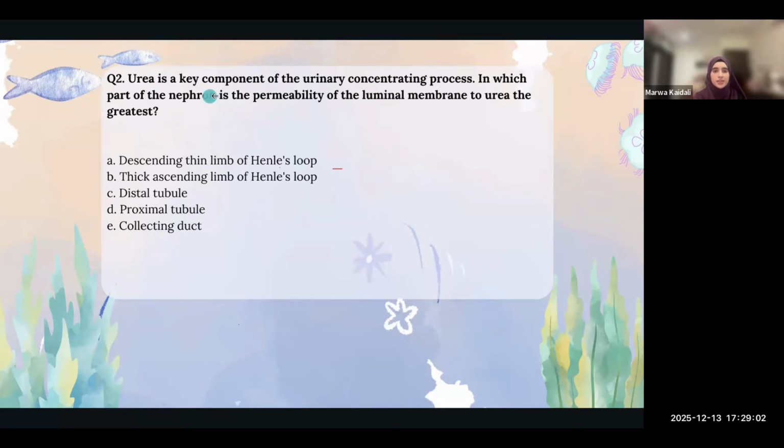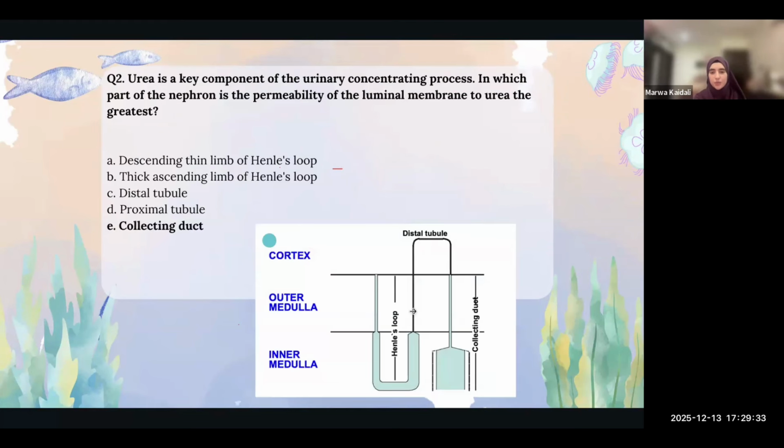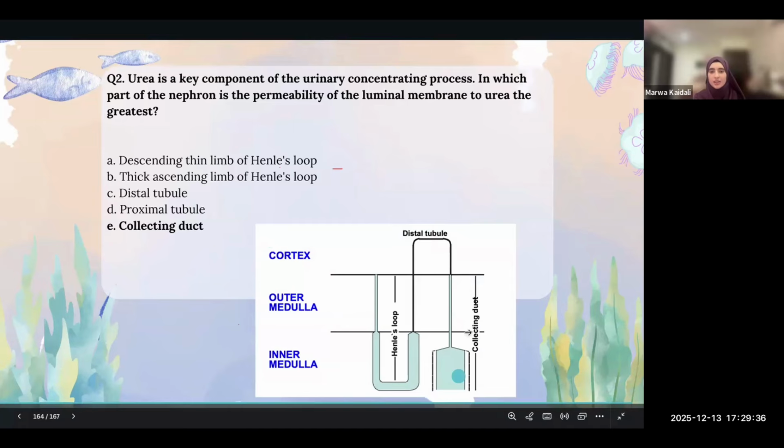Next question. Urea is a key component of the urinary concentrating process. In which part of the nephron is the permeability of the luminal membrane to urea the greatest? Anyone else? Okay, so yes, it is E. We talked about this earlier. We said in the inner medulla, the permeability of urea is actually highest over here.